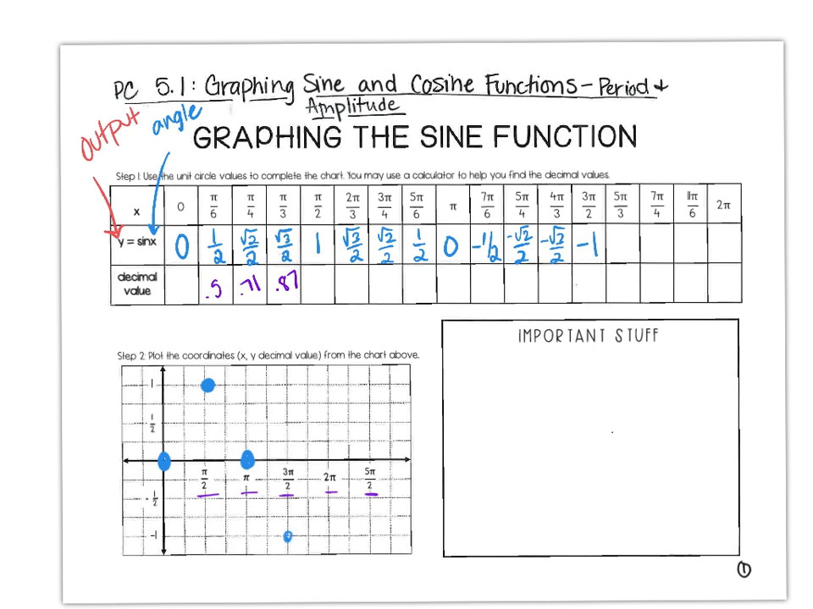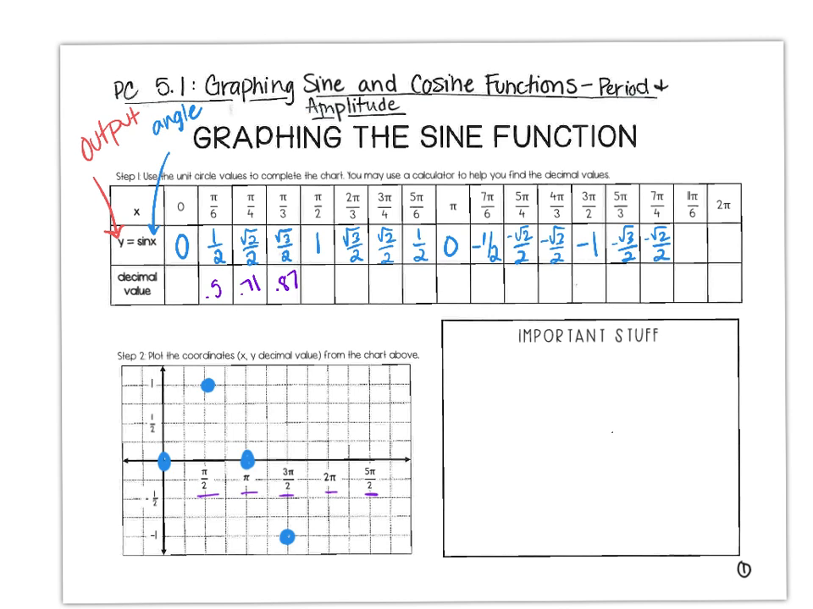Now look where we are, way below the axis down at negative 1. Keep going. 5 pi over 3. So negative root 3 over 2. 7 pi over 4, negative root 2 over 2.